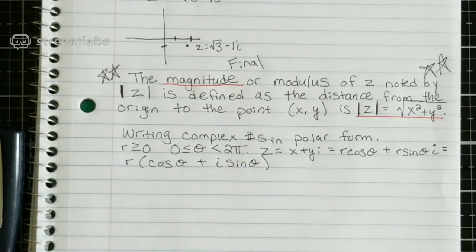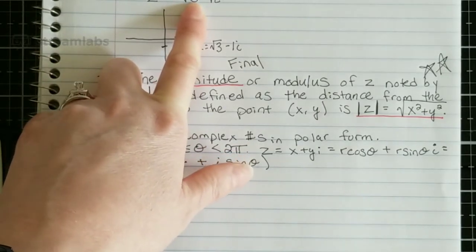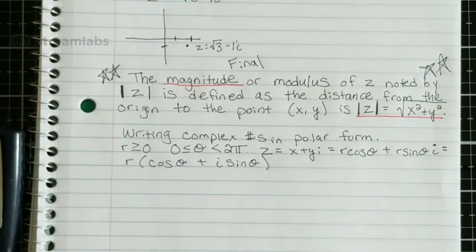All right, so what we're going to do is take that problem that we had done right here, and write that complex number in polar form. And the r is called the argument of z. So just as a side note, r is the argument of z.